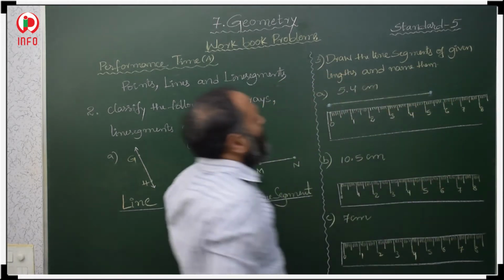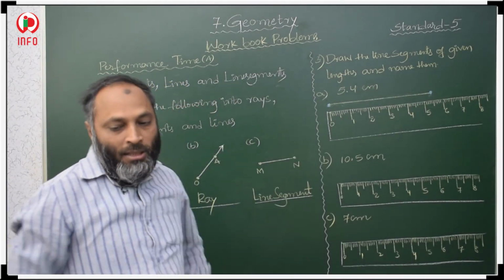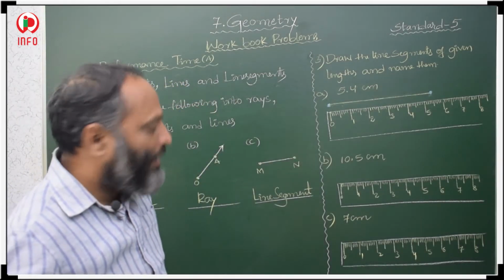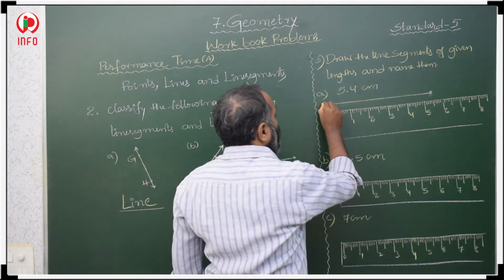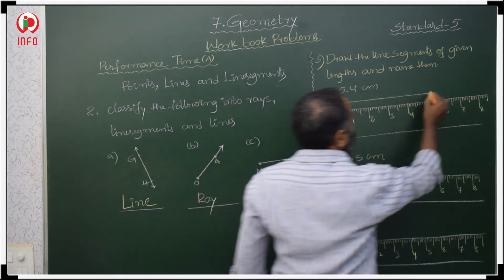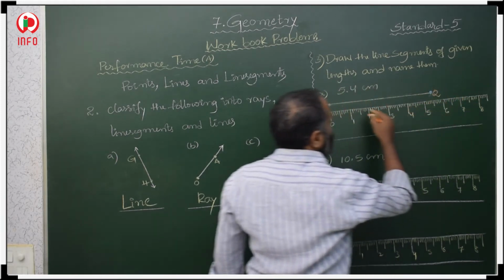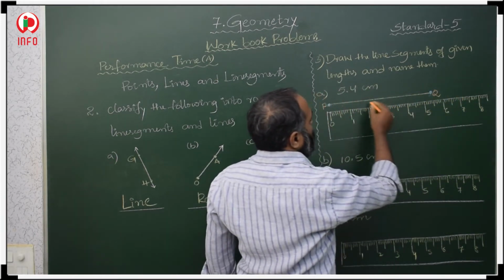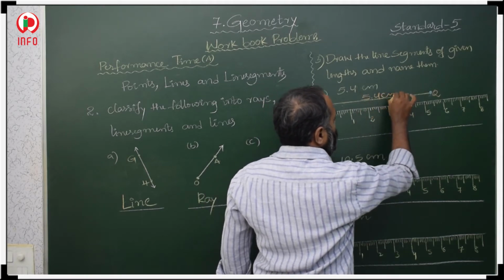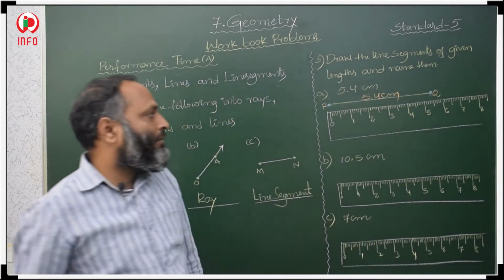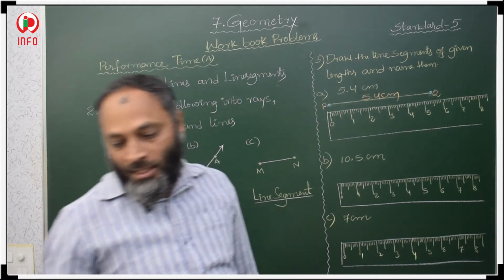This is a 5.4 centimeters long line segment. Here I am taking P as the first point and Q as the second, final point. Then the distance between them is 5.4 centimeters. This is a line segment of length 5.4 centimeters.